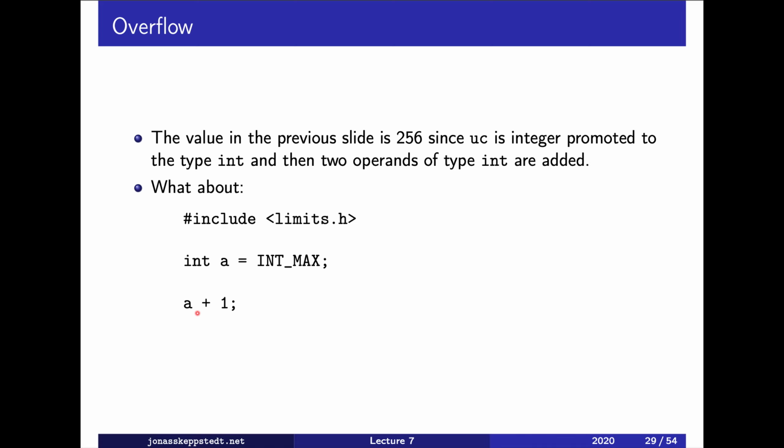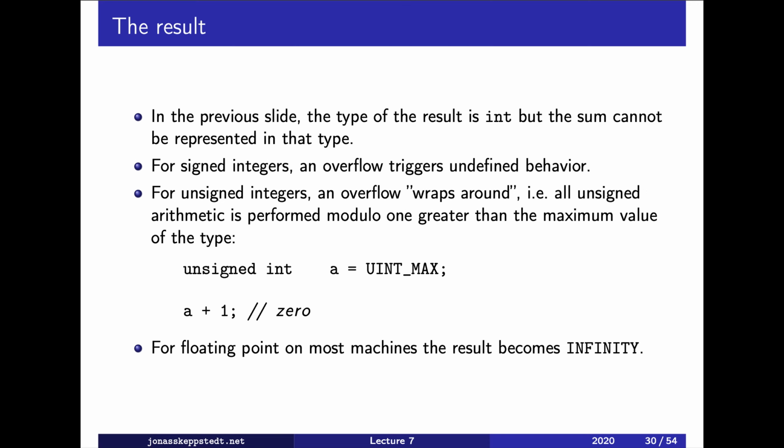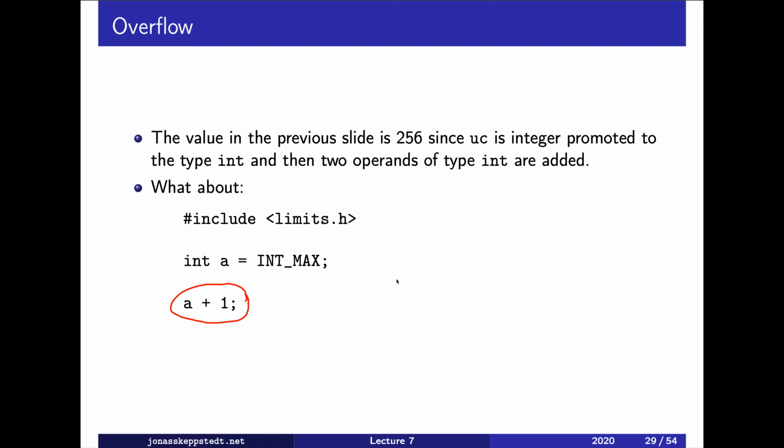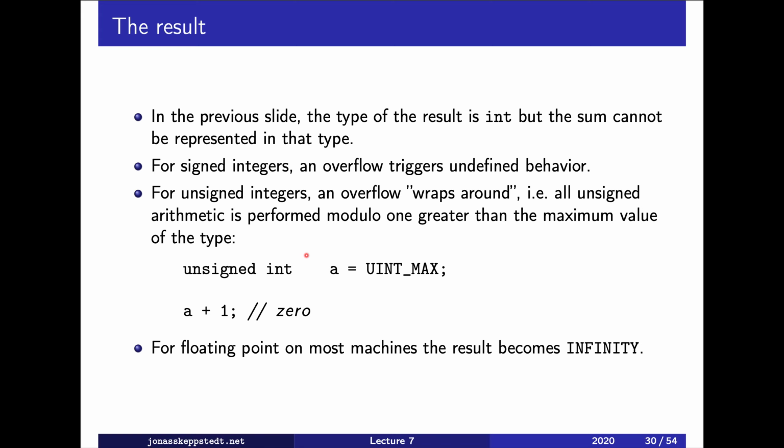Okay, what about this? What is the value of this? Well, anything can happen. Run away, because the computer can explode. This is undefined behavior. Okay, and if we instead have unsigned int with this, I didn't say what it is, but it's the maximum integer that can be represented on this implementation, and the corresponding for unsigned int. Here the value is 0, since it wraps around, and for floating point it becomes infinite.